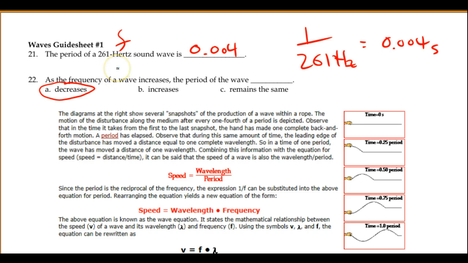Okay, that finishes this round of waves. We'll move on to the wave equation next.